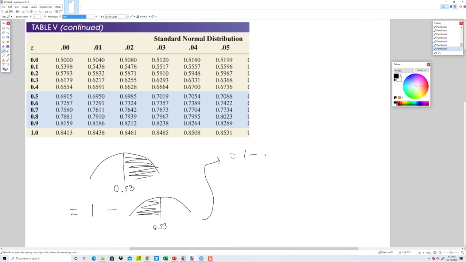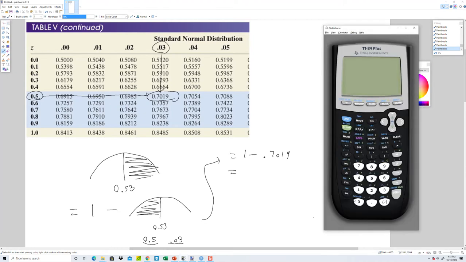So we're going to have 1 minus, and this number we split up. We take the 0.5, and we'll take the hundredths place, 0.03. So 0.5 is right here, 0.03 is right here, and you look at the intersection of those. That would give us 0.7019. So I got 1 minus 0.7019, which is 0.2981.